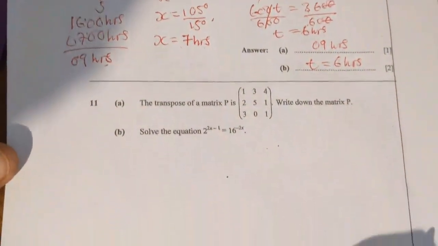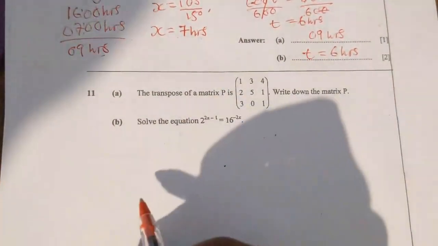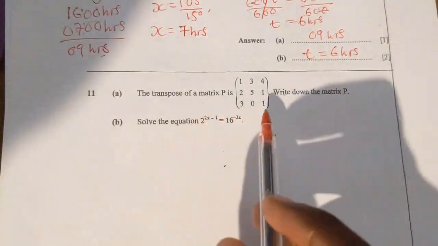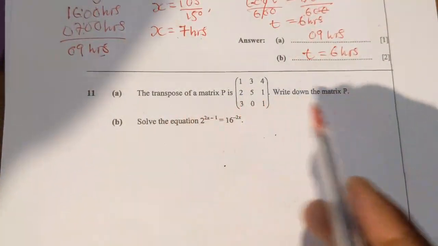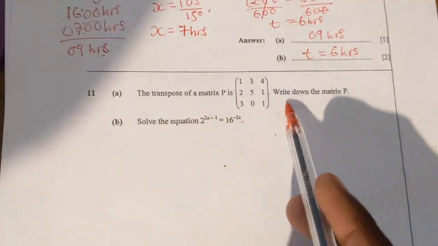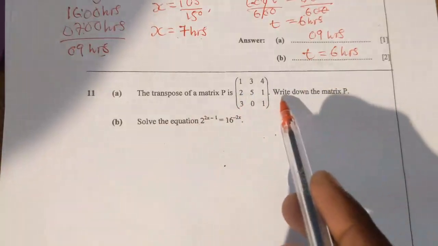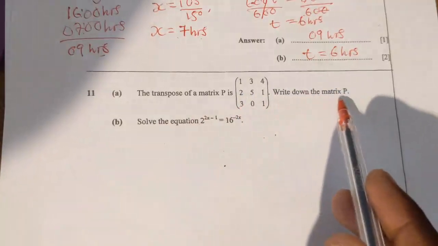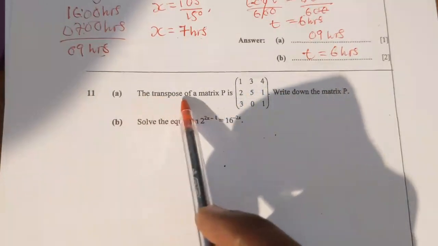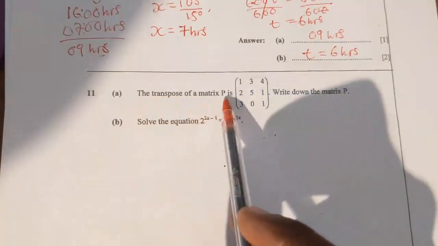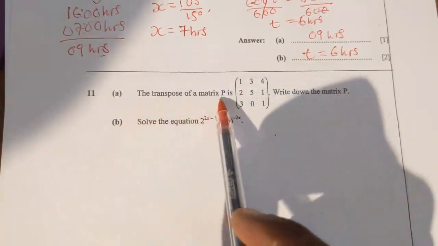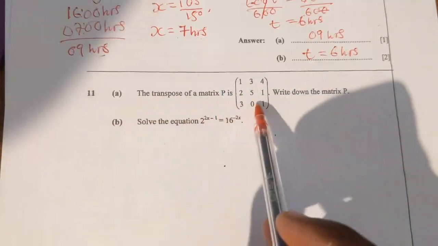We go to question 11. Question 11 is about the transpose of a matrix. So write down the matrix P. The transpose of a matrix P is this. So you have been given the transpose.